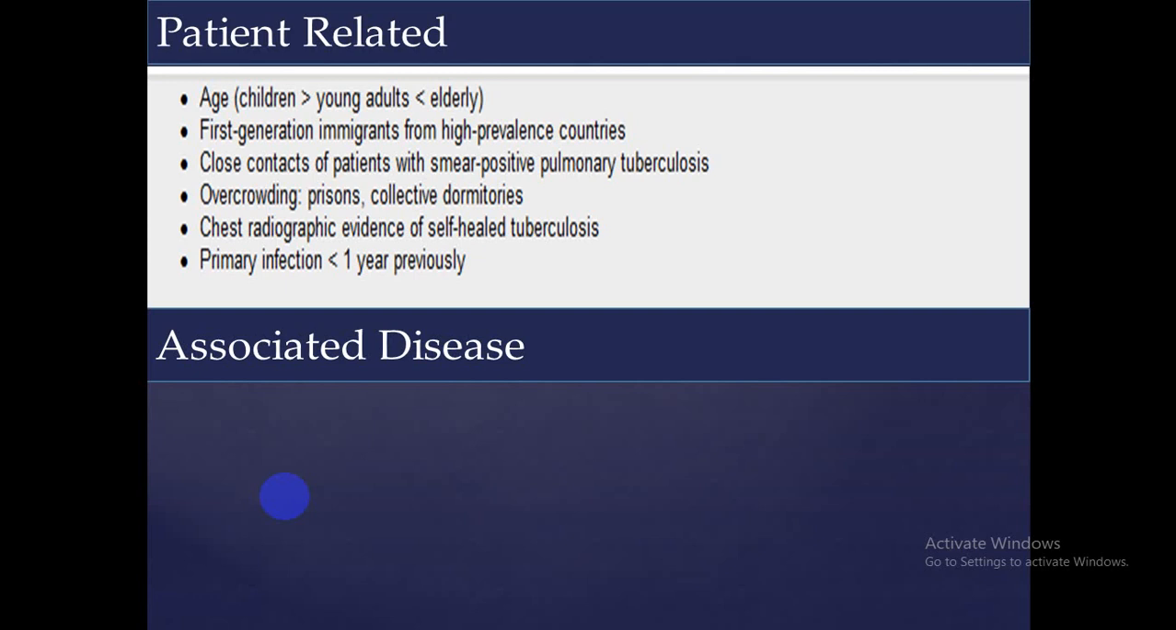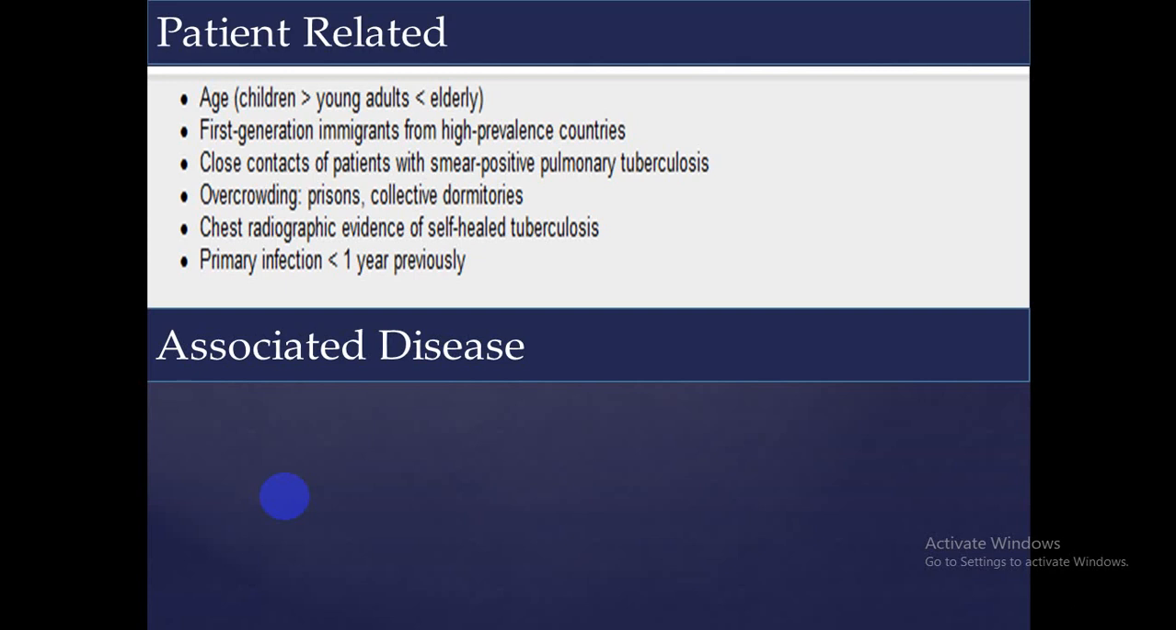First generation of high prevalence countries, immigration from high prevalence countries, close contact with a patient with smear positive TB, overcrowdedness, chest X-ray evidence of healed TB, and viral infection less than one year. All these factors are patient factors which put the patient at risk for TB.